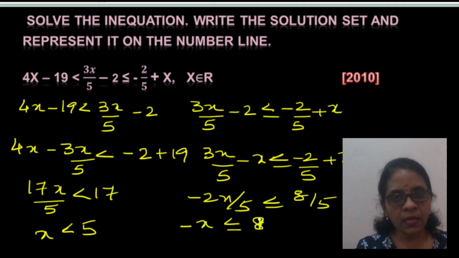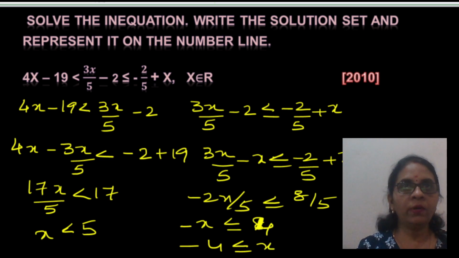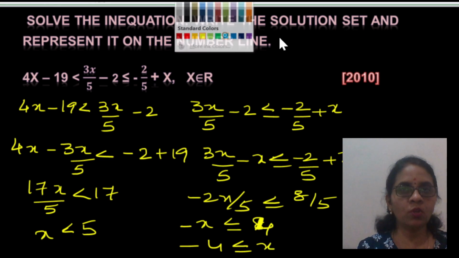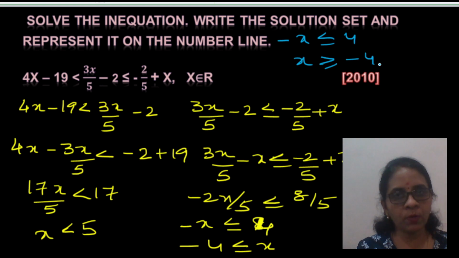I'm sorry, less than or equal to 4, which makes 4 less than or equal to x, minus 4 less than or equal to x. How did this happen? Let me explain to you all once again. So I am doing it in a different color. We had minus x less than or equal to 4. By transposing a negative number, x becomes greater than or equal to minus 4.